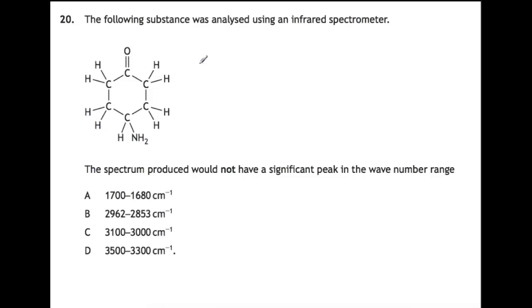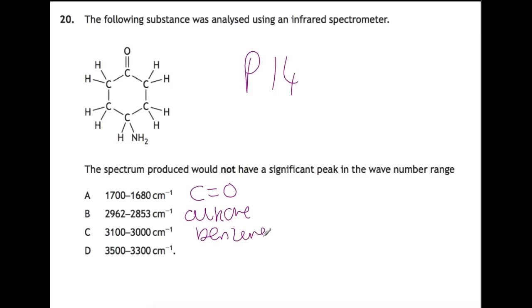Question 20. The following substance was analysed using an infrared spectrometer. So for infrared, you're looking at page 14. The spectrum produced would not have a significant peak in the wave range of which. So if we take each of these in turn, so 1700 to 1680 is C double bond O, 2962 to 2853 is alkane, 3100 to 3000 is benzene, and 3500 to 3300 is an amine.